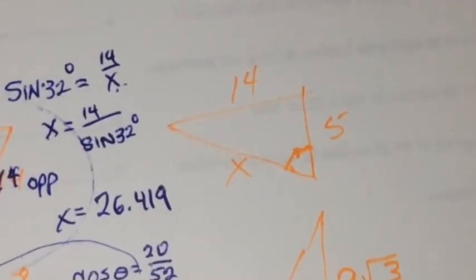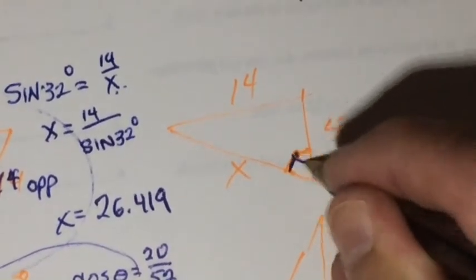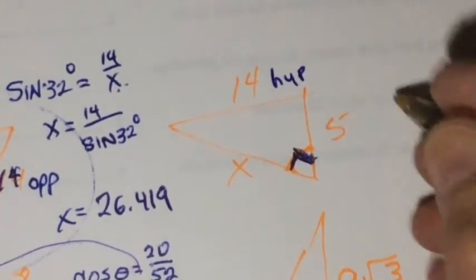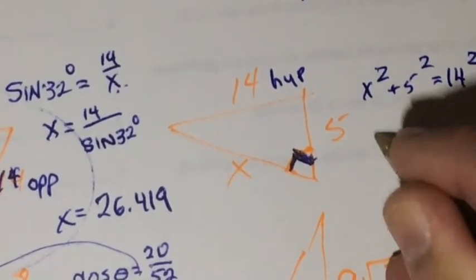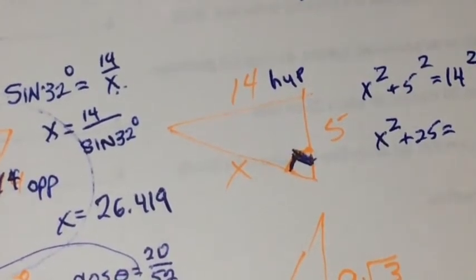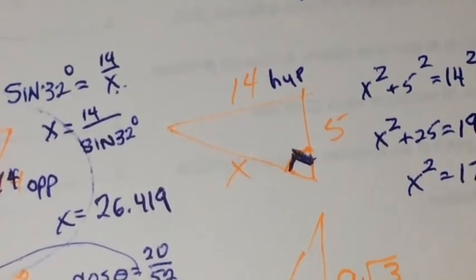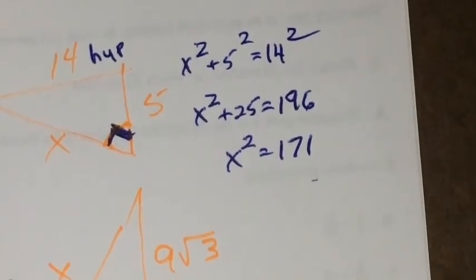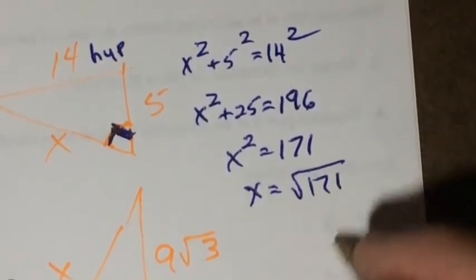Now, of course, this one right here, there's no angle involved in this at all. Now, I didn't draw it very well, but this is the right angle over here, and that makes this the hypotenuse. And that means that x squared plus 5 squared is equal to 14 squared, which means x squared plus 25 is equal to 196, which means that x squared is equal to 171. Oops. Need to go over here like this. Which means that x is equal to the square root of 171.